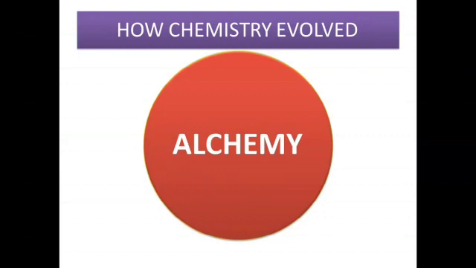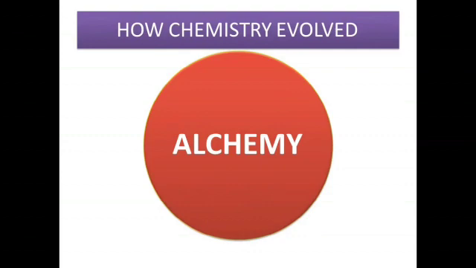So how did chemistry evolve? Let us begin with alchemy. Before the chemistry of today, there was alchemy. The word alchemy has been derived from the word chemia, in which chemi means black, Egyptian, or both. Alchemy was mainly practiced by Arabs, Greeks, and Egyptians between the 8th and 16th century AD.